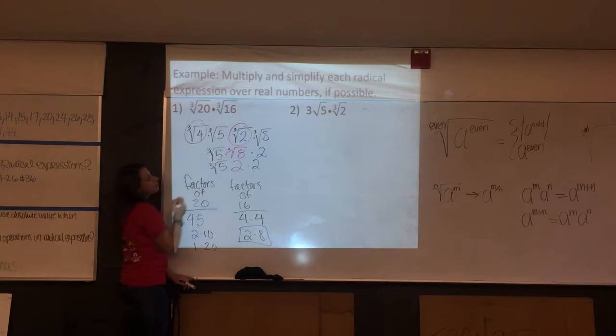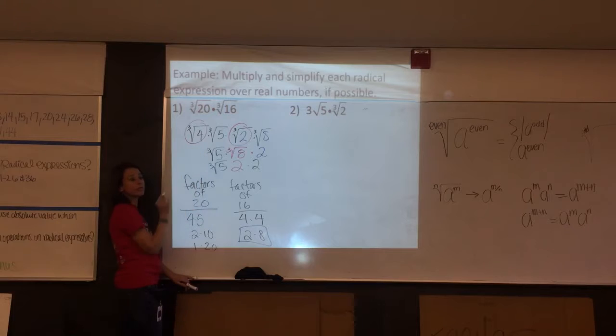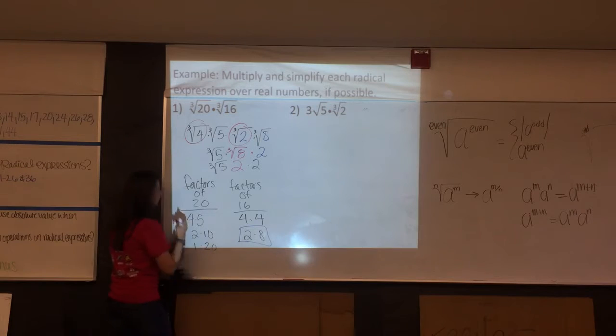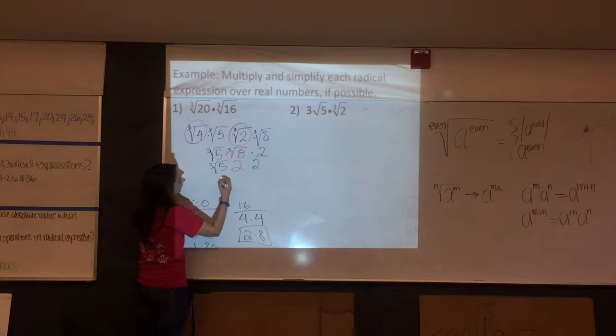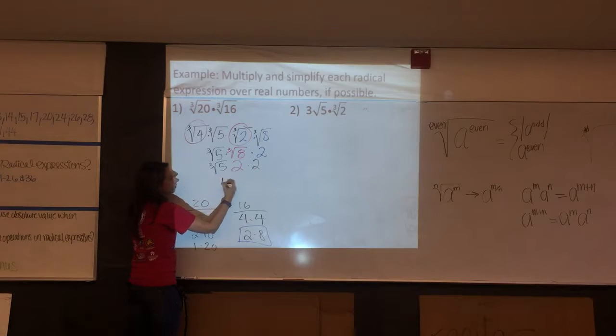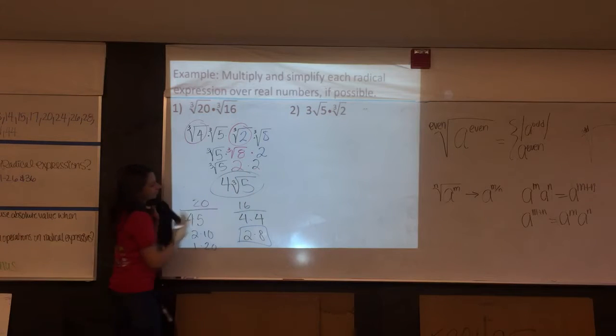Now all I would do is multiply these two together, and I like to put them in the front so it does not look like 5 times 2 inside the radical. Okay? So I'm going to put that down there. What is 2 times 2? 4. So my final answer is that.